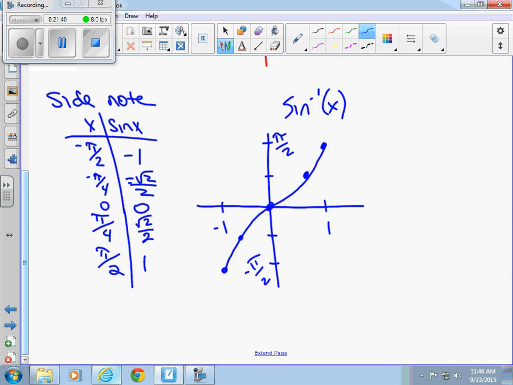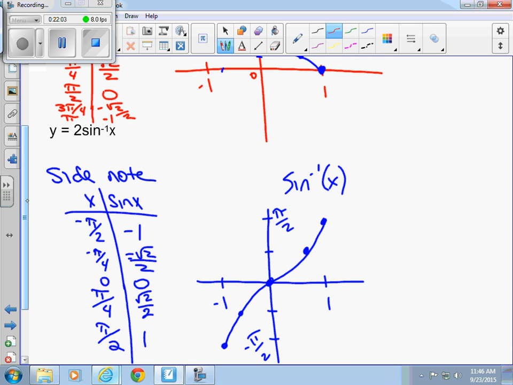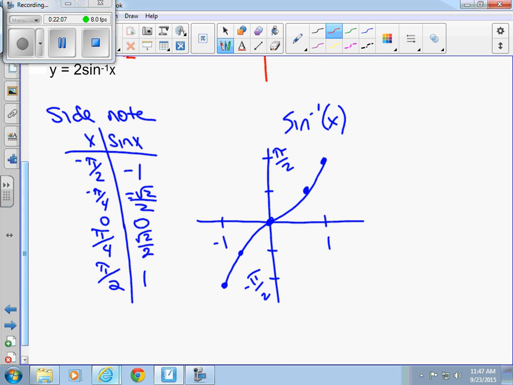So how do I graph 2 times sine inverse? Times everything by 2. Which part of it though? It's going to have a vertical stretch. Yes, vertical stretch. So I can multiply all the y values by 2. I want 2 times sine inverse. Well, this is sine inverse, so I'm going to multiply all the y values by 2. So what does pi over 2 become? Pi.